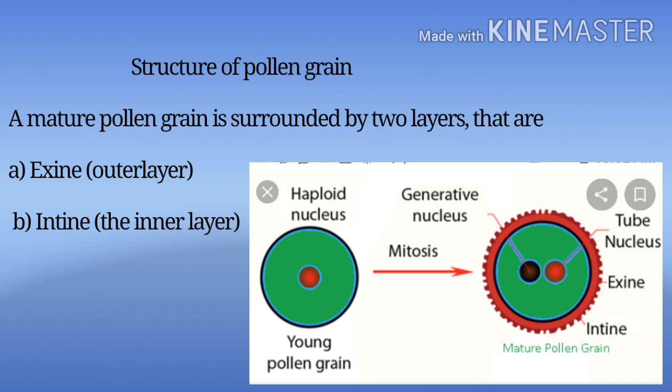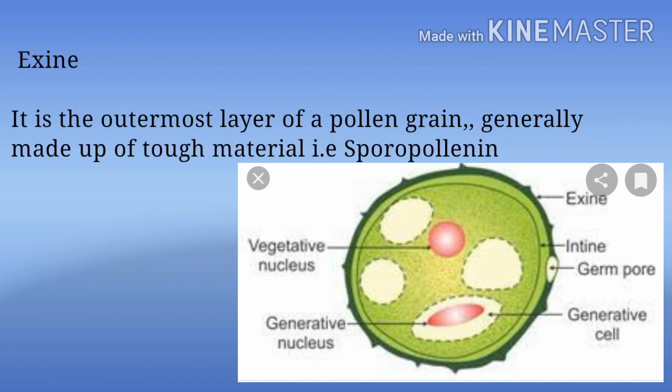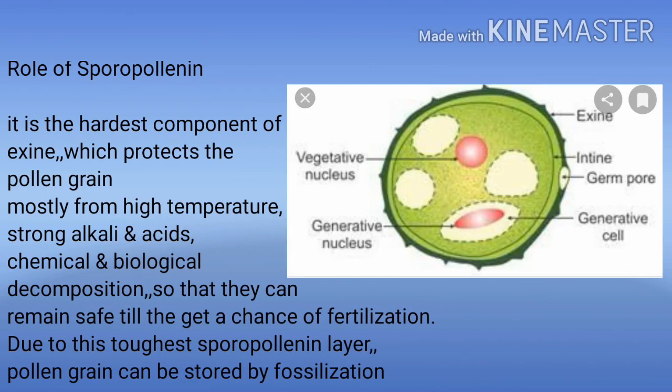It has a prominent two-layer wall, that is your outer wall known as exine and the inner wall known as intine. Let us discuss the outer wall, that is your exine. It is the outermost hard layer made up of sporopollenin. This sporopollenin material is the most resistant material to organic acids, high temperatures, strong acids and alkalis. No enzymes can degrade the sporopollenin which is present in the exine layer.